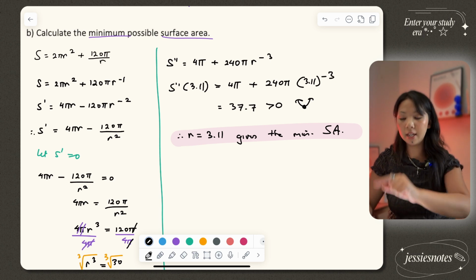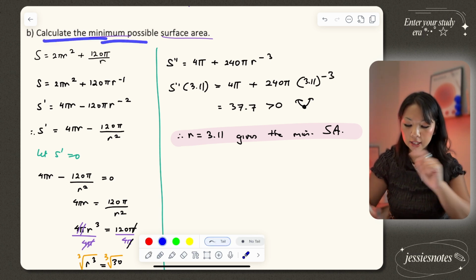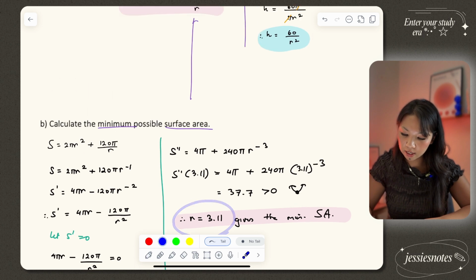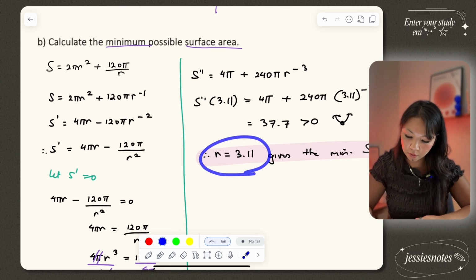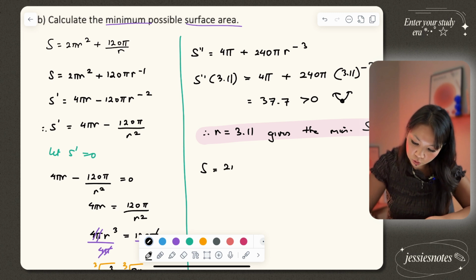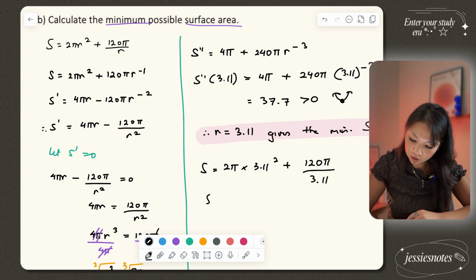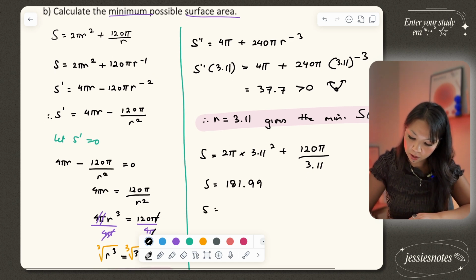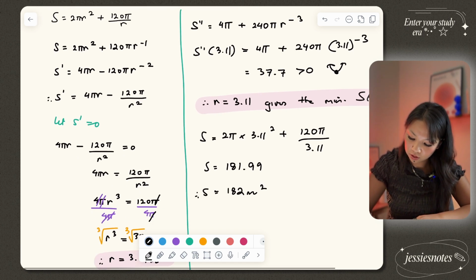Okay, but are we done? No, read the question. It says calculate the minimum possible surface area. So it means we need to take this radius and plug it into our surface area formula, which I have written right over there. So we get s equals 2 pi times r squared plus 120 pi over r. So this is going to give you a surface area of 181.99. Let's just round it up to 182 meters squared for surface area.